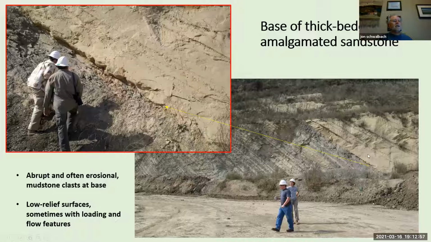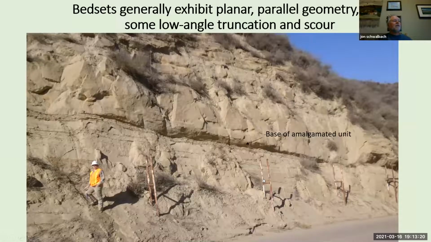But one thing you'll notice is even though it's erosional at the base and there are some mudstone clasts here, it's not really scouring down. It's a gentle scour. It's not like a submarine canyon where we're cutting steeply into the strata below. So these are mostly low relief surfaces, sometimes with loading and flow features on them. And even within amalgamated units, we see other surfaces, but they're similar, right? There's not a whole lot of scour and truncation on this. It's relatively low angle.